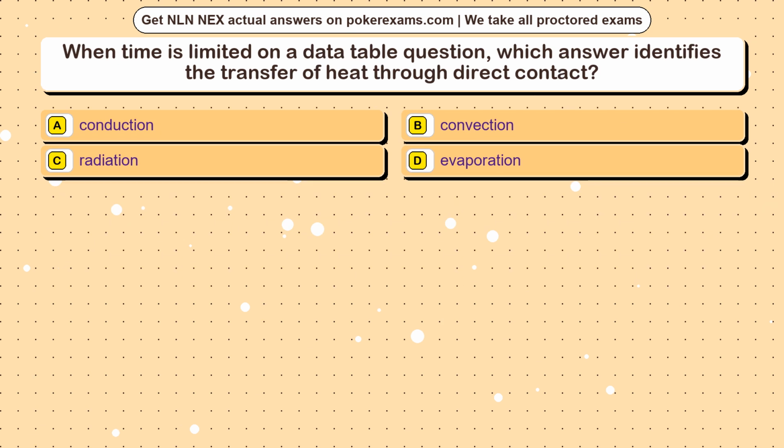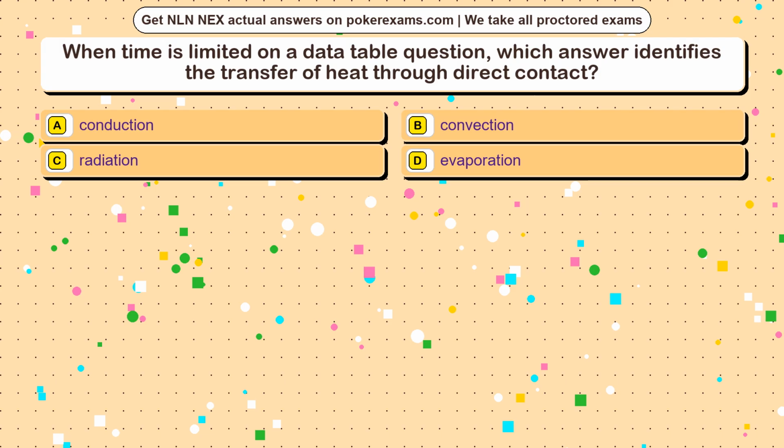Question 5. When time is limited on a data table question, which answer identifies the transfer of heat through direct contact? Option A, conduction. Option B, convection. Option C, radiation. Option D, evaporation.